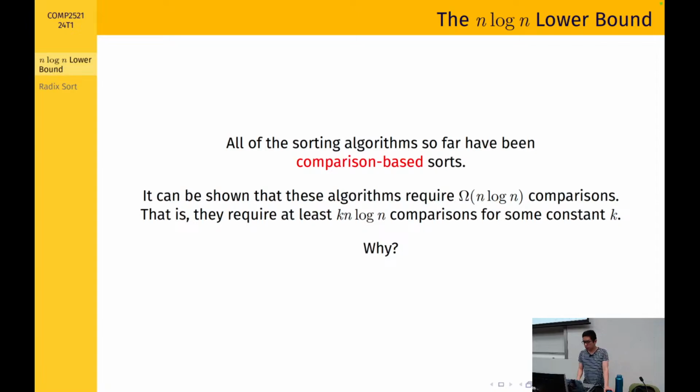Okay, so all the sorting algorithms that we've looked at so far have been comparison-based sorts, right? These sorting algorithms like selection sort, bubble sort, insertion sort, shell sort, merge sort, and quick sort are all comparison-based sorts because they rely on comparisons between whole elements, or whole keys.